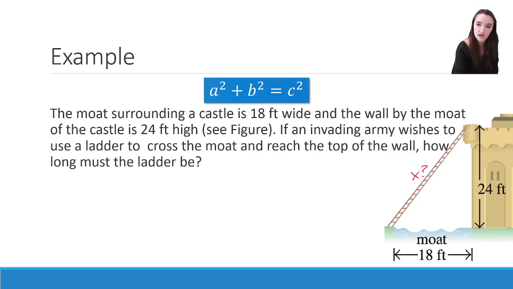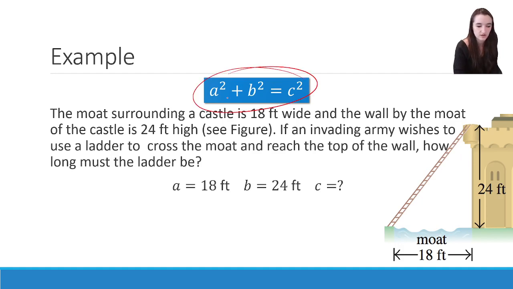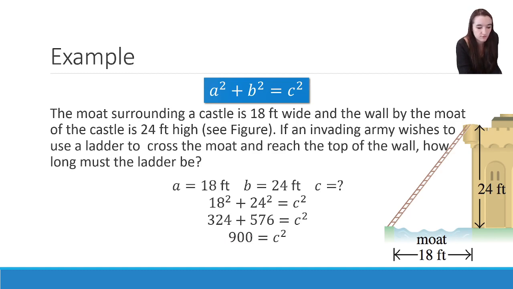Well, we know two sides, or two legs, of this triangle that's being made here, right? This is a right triangle, and we know two of its legs. So we could say A and B, and then we're trying to figure out C. Then we have our formula that we can plug directly into. 18 squared plus 24 squared should equal C squared. Well, 18 squared is 324, 24 squared is 576, which when added together is 900. So this is not C, this is C squared.